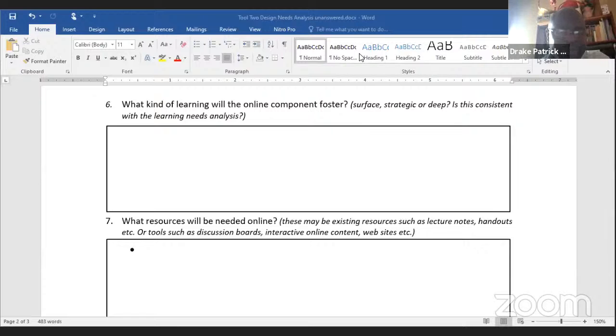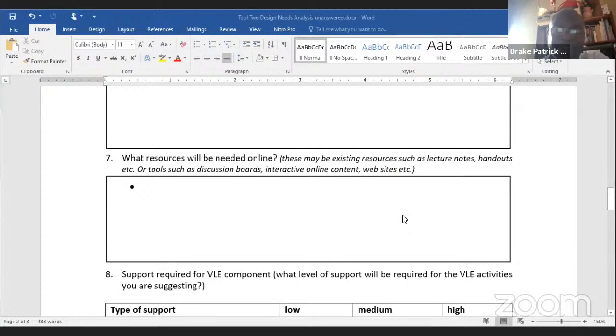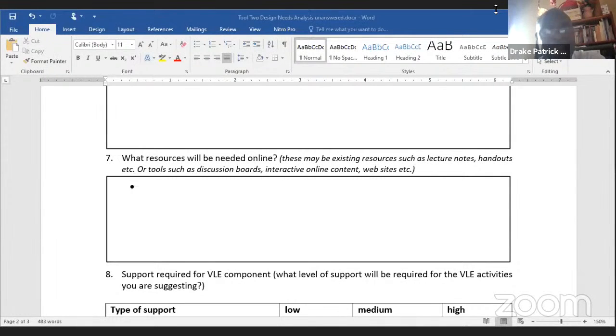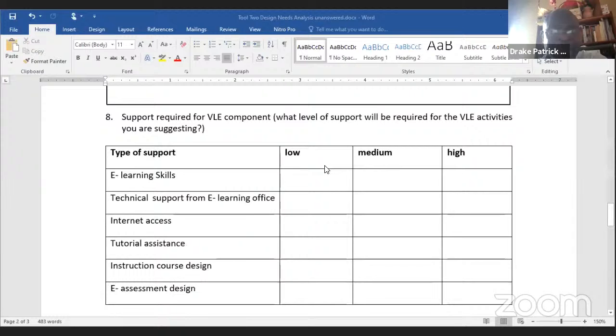Now, 7, what resources will be needed online? Be clear at the design point. Do you need an internet modem? Do you need an online interactive book? Do you need an online self-assessment questionnaire? What are those that you need for your online components? Number 8, if you want to scroll down, number 8.